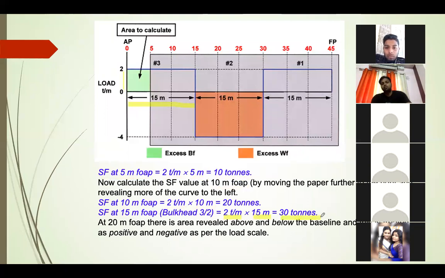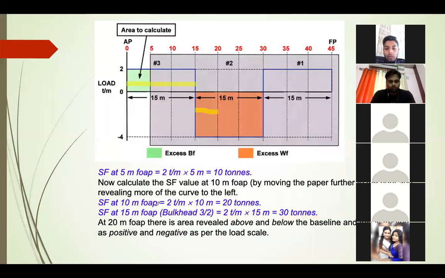So up to 15 meters it is plain, because till 15 meters we had only the positive side and the load was 2 tons per meter. Now when we go to 20 meters, from 0 to 15 you will have the positive side, and from 15 to 20 you will have the negative side. So you need to combine both. You need to add both.